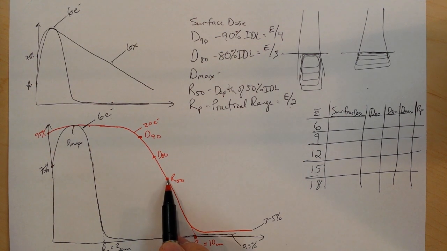Again, R50 is used as an energy qualifier by the physicist. The dosimetrist, as a treatment planner, you're really not going to have to worry about it too much. It's just another beam qualifier.